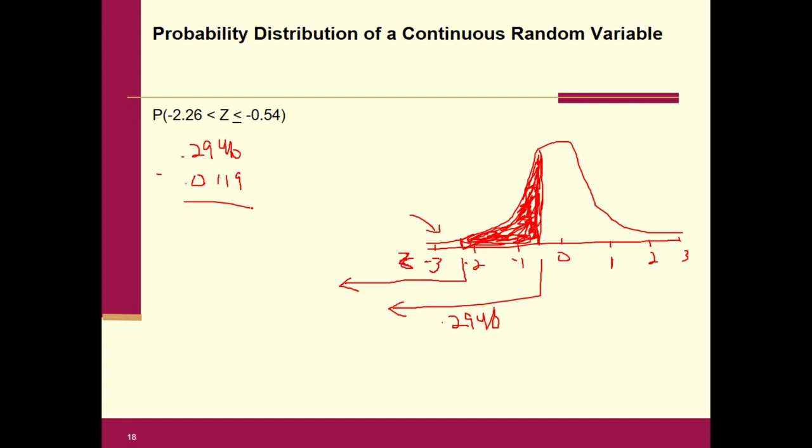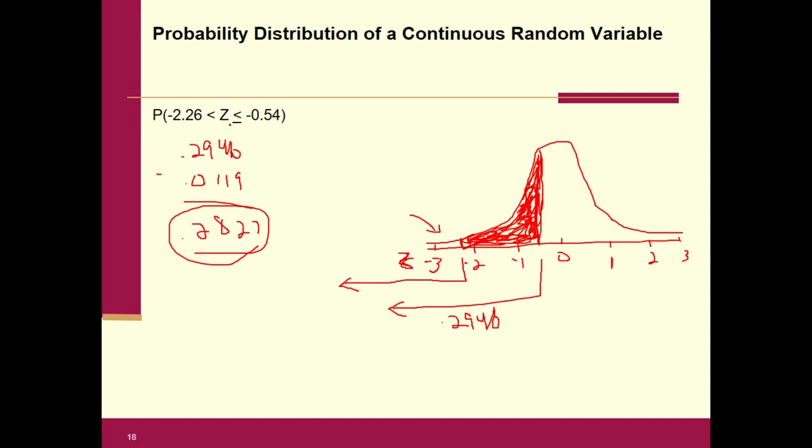I suppose I could do that in my head, 0.2946 minus 0.0119, but it's early in the day, so I'll just let my calculator do the work here. So we got 0.2827. That makes sense. Yep. Okay. There's our answer. So from here to there, this looks like 28.27% of the data. And that would be our probability.